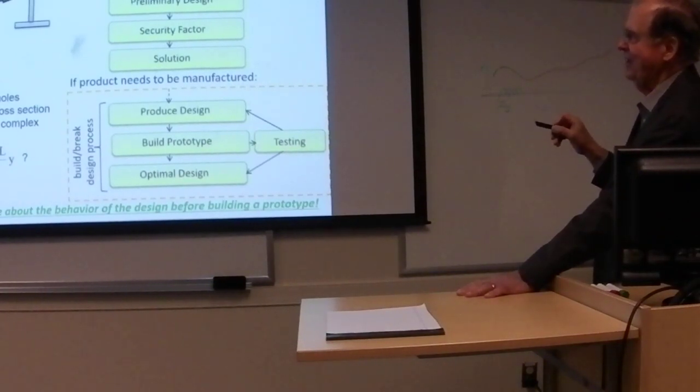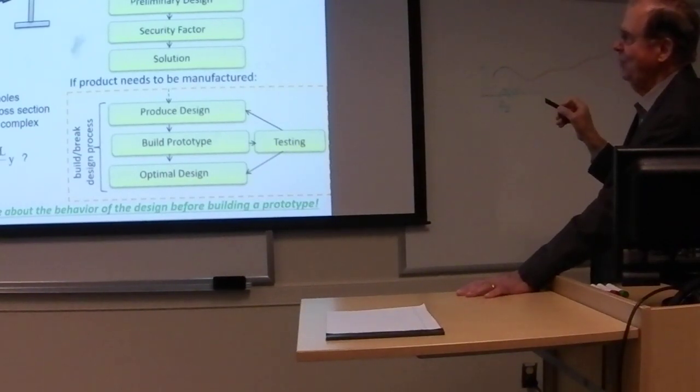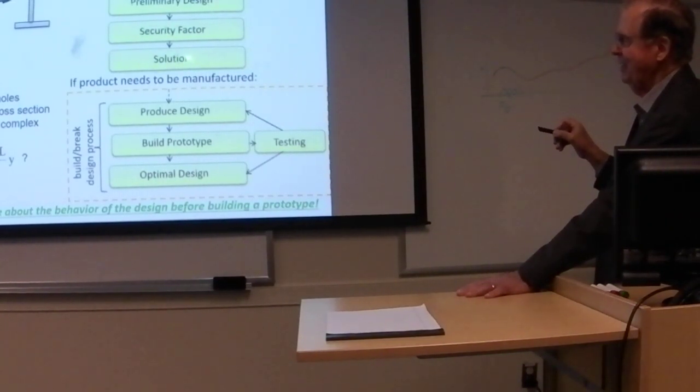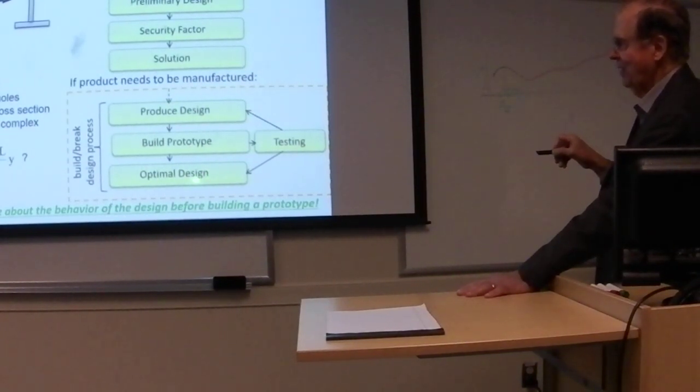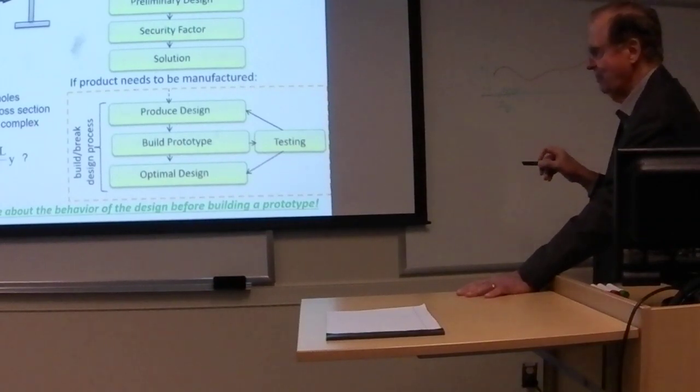So we typically have complex structural problems. We make simplifying assumptions. We apply elementary theory as we can. We come up with a preliminary design. We have a safety factor in view, and we end up with a trial solution. If the product needs to be manufactured, we need to produce the design, build a prototype, and perhaps test it and optimize it.